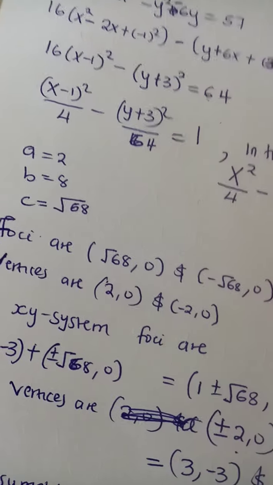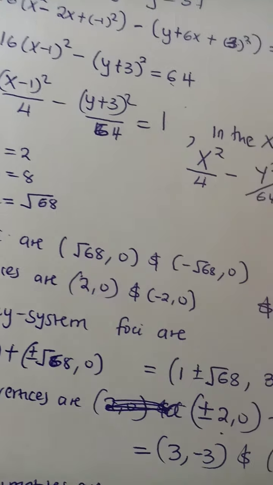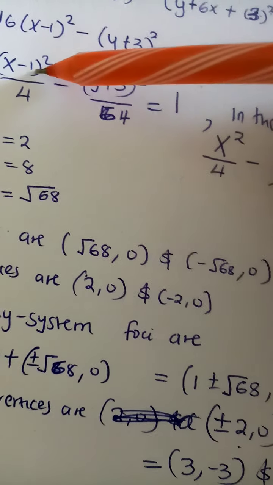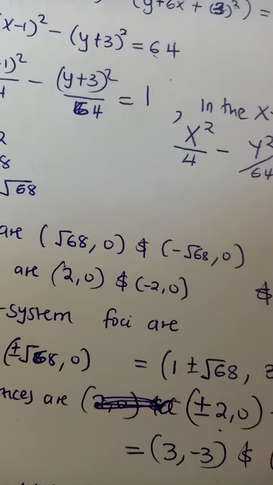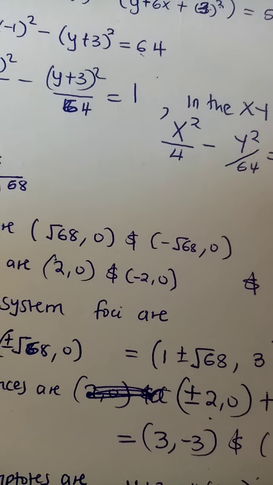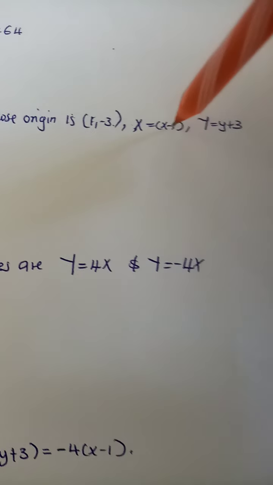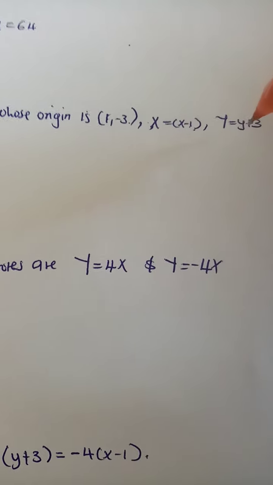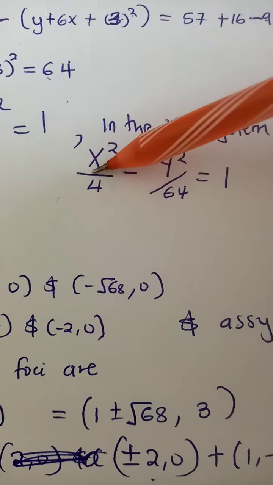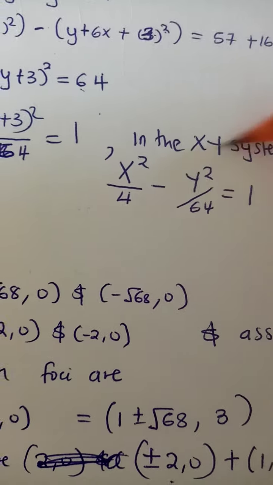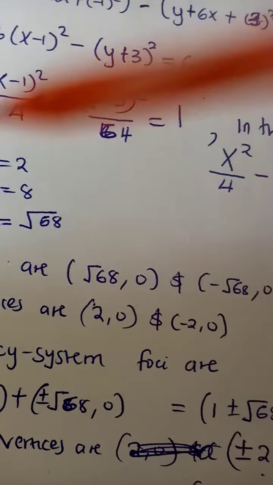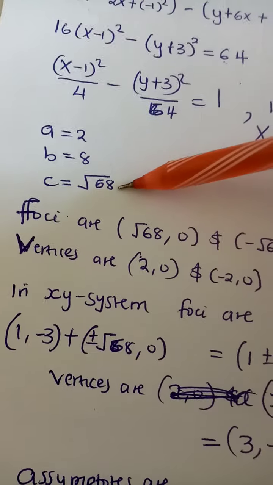We make this equation to be in standard position, where we shift our origin. When you equate this to 0, you get our origin will be x is 1 and y is minus 3. So the origin of that hyperbola is at the point 1, minus 3. And we let capital X be equal to x minus 1, capital Y equal to small y plus 3. So the equation will become X squared over 4 minus capital Y squared over 64 equals 1. If the equation is of this form, then it means our a is 2, our b is 8, and our c is root 68.